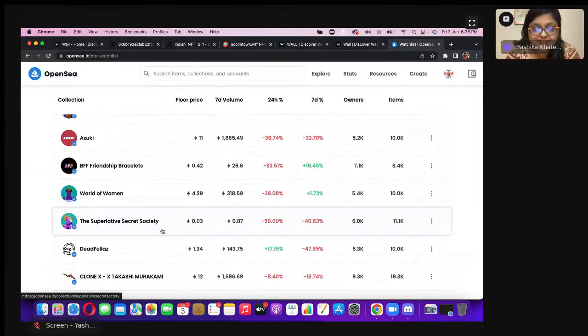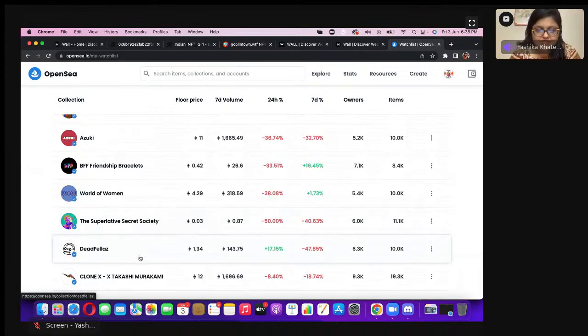I started seeing this project when this was 0.7 ether something, and now it has come down to 0.03. So good that I did not invest. It was one amazing project which you will find a lot of NFT whales would hold, Superlative Secret Society, and it had really good perks. But for some reason, the project didn't do really well, and their floor price has really tanked. They will bounce back, but at this point, I'm not sure of that.